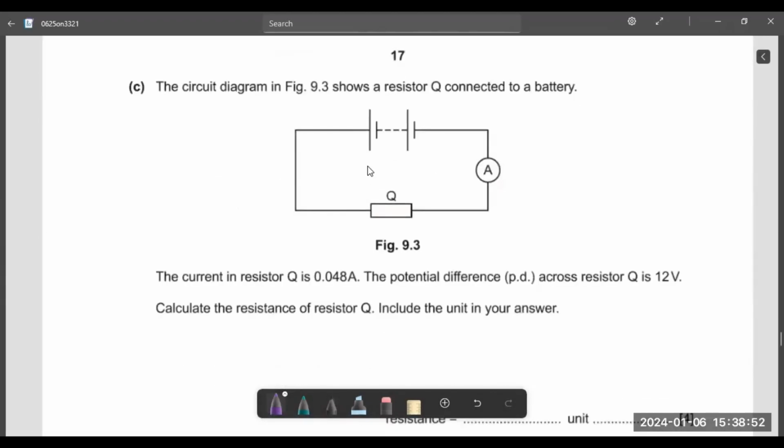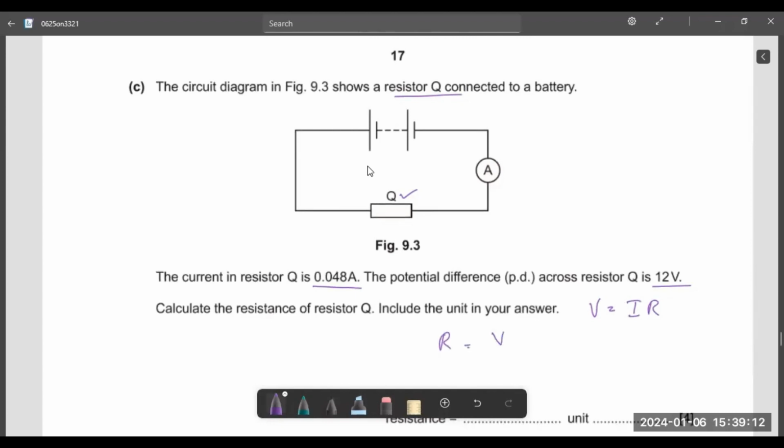Next, the circuit diagram shows a resistor Q connected to a battery. The current in the resistor Q is 0.048. Potential difference is given as 12 volt. Calculate the resistance. Again, here we can use Ohm's law. V is equal to IR. We need to find the value of R.